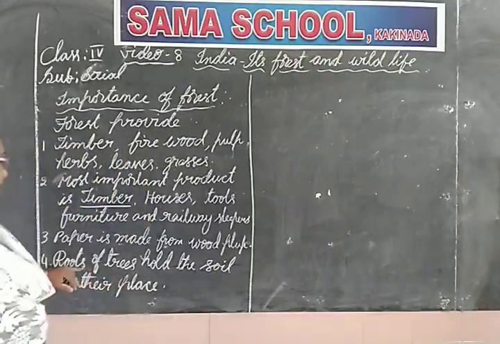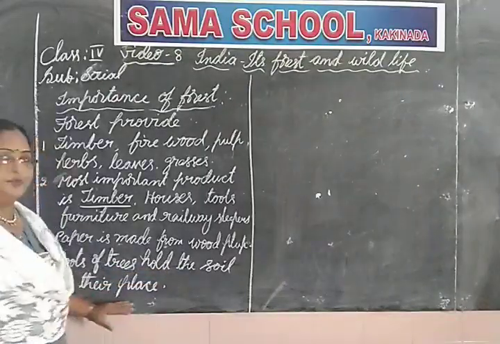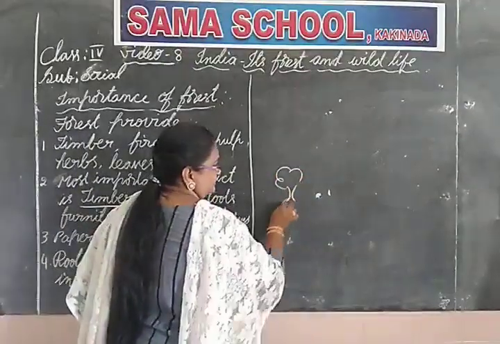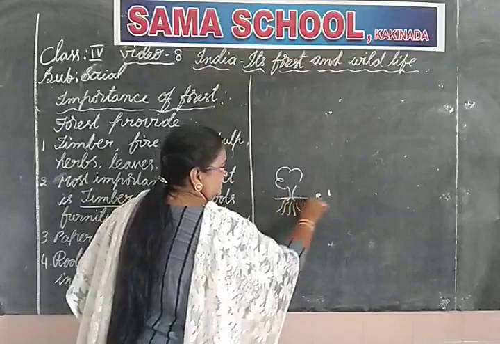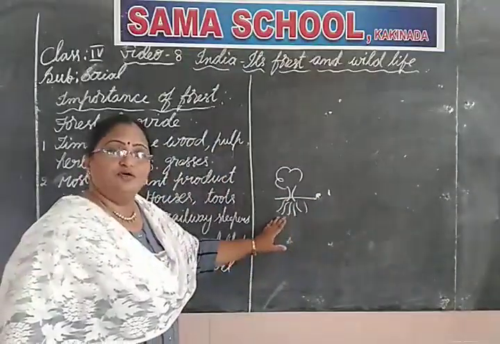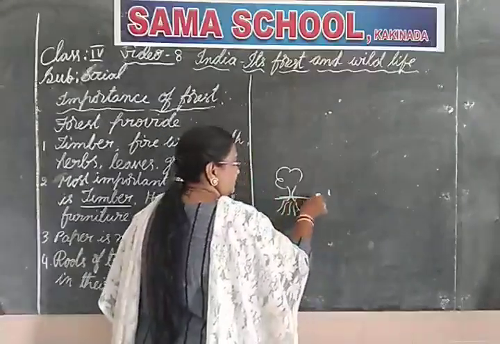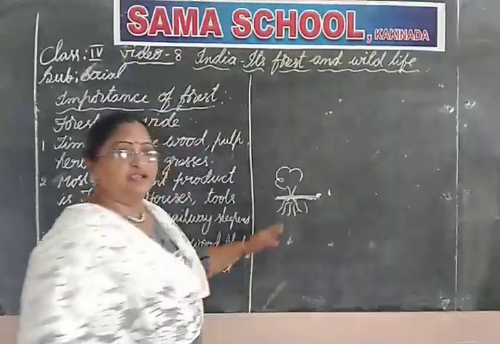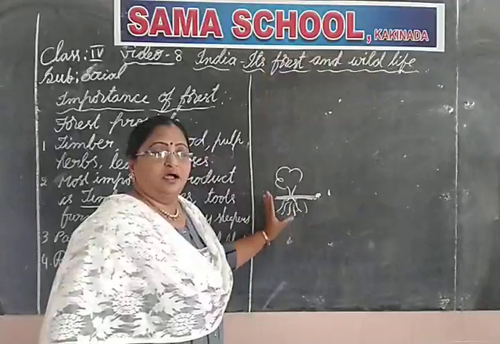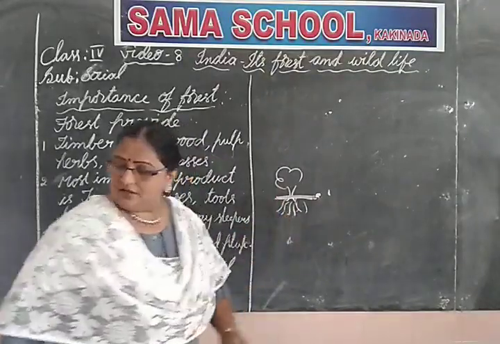Children, listen here. Roots of trees hold the soil in their place. It means this is the tree. These are the roots. These roots hold the soil in their place in the forest. Understand? Here, this is the topsoil. This topsoil is very good for growing trees. So the roots of the trees hold the plants in the forest.